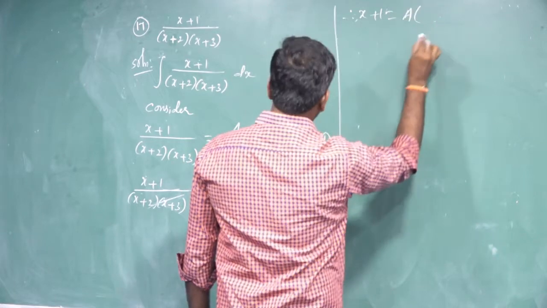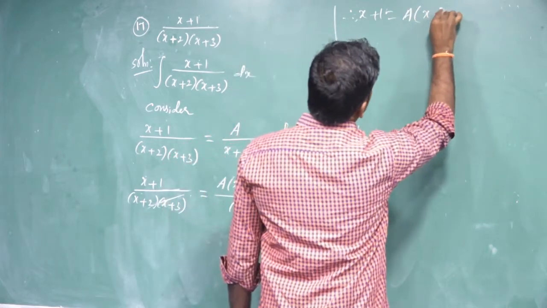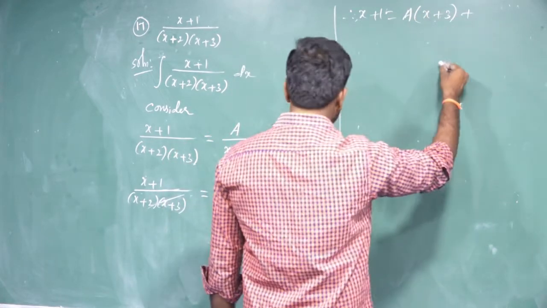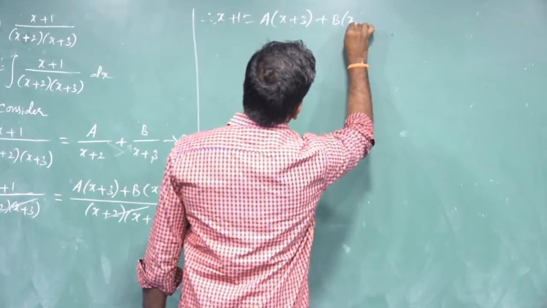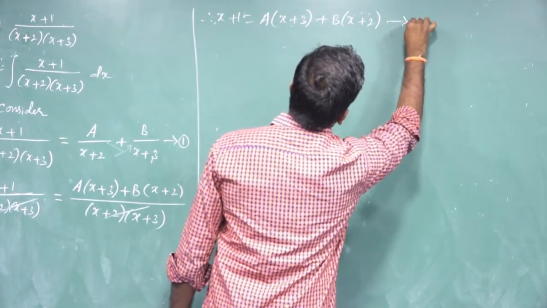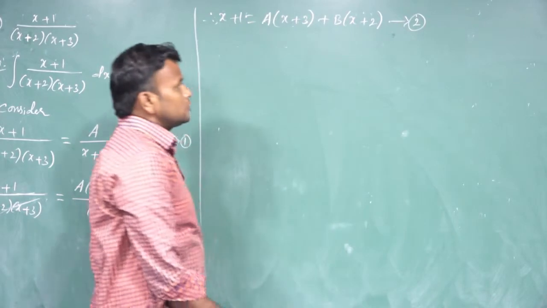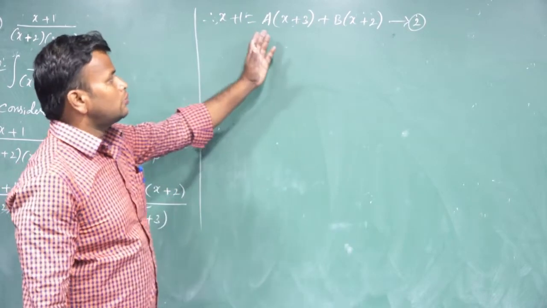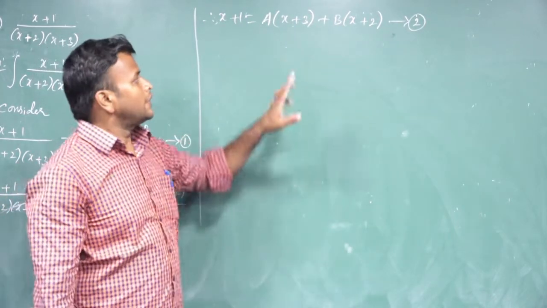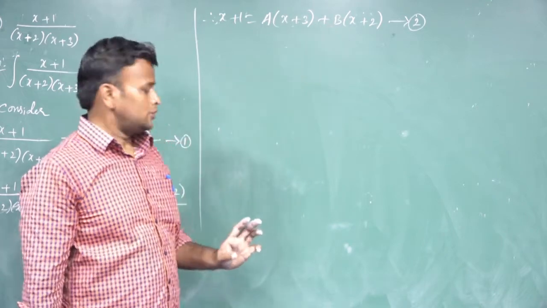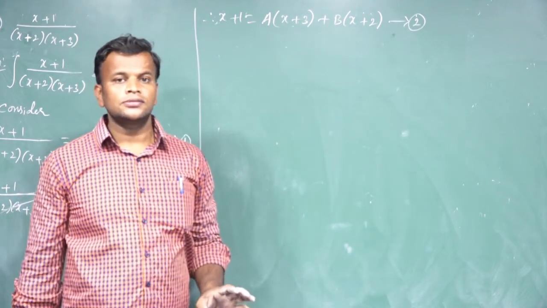So x plus 1 is equal to a of x plus 3 plus b of x plus 2. I call it the second equation. Why do we put it as an equation, sir? We need to find the unknown constants a and b.